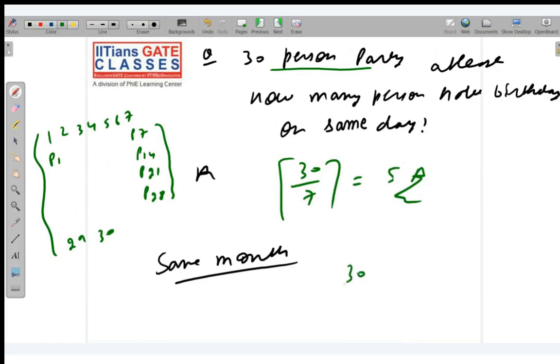What about the same month? 30 persons are there, 12 months are there, ceiling function, you will get the answer. 3 is the answer. Awesome. Okay, take a snapshot. I will jump to the next slide.